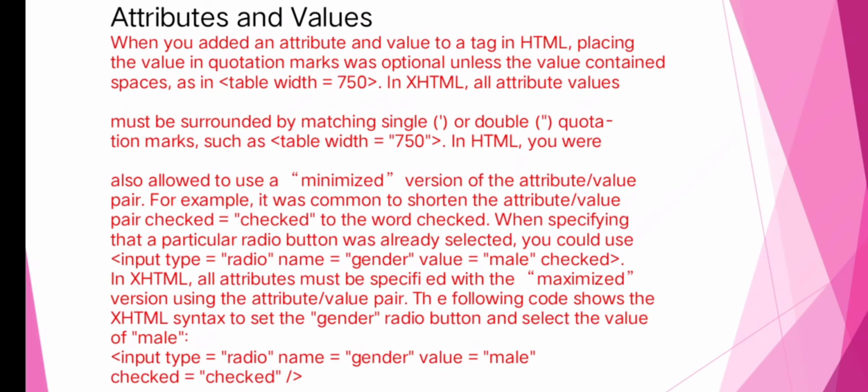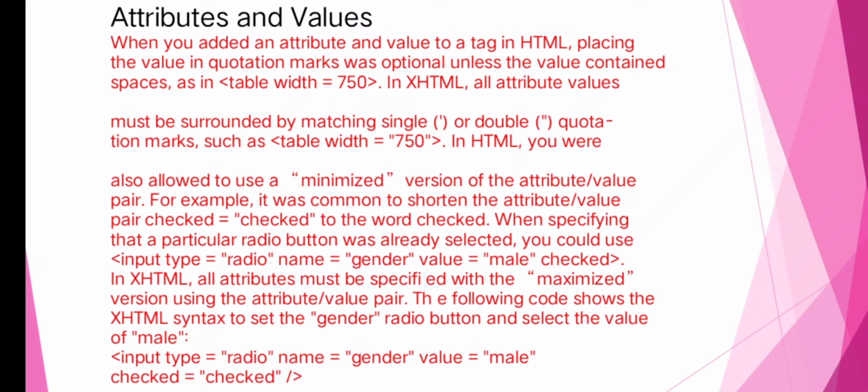Attributes and values. When you added an attribute and value to a tag in HTML, placing the value in quotation marks was optional unless the value contained spaces, as in table width. In HTML, you were also allowed to use a minimized version of the attribute value pair. For example, it was common to shorten the attribute value pair checked.